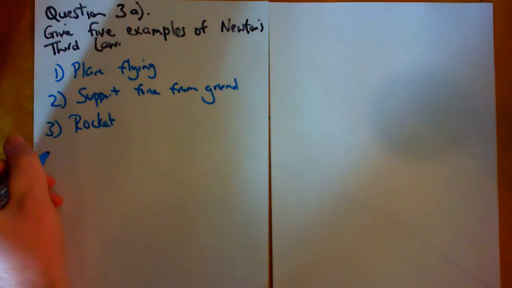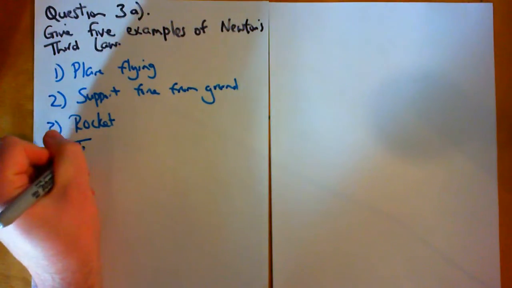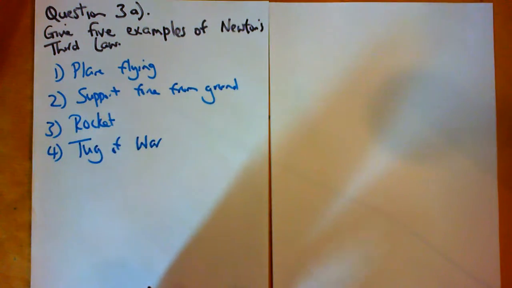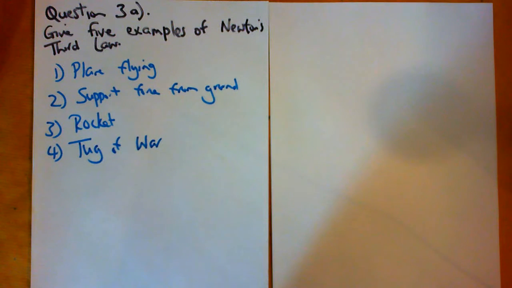There's also the example of a tug of war. So if you've got two teams having a tug of war, let's say Team A versus Team B, then Team A is going to be pulling in one direction, and Team B would be pulling in the opposite direction. The size of those forces, those pulling forces, is identical.